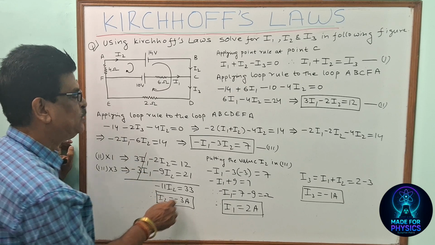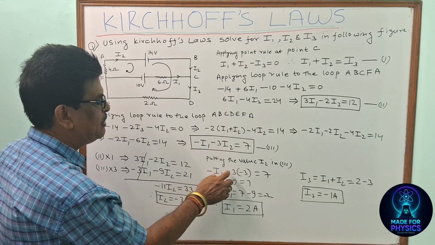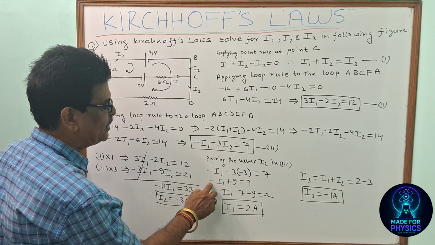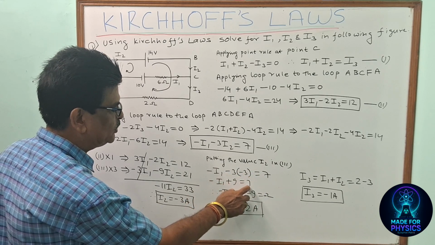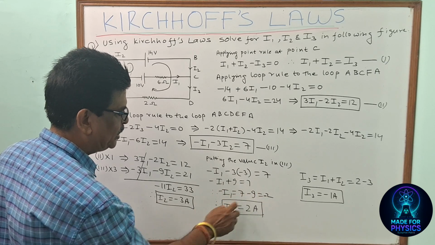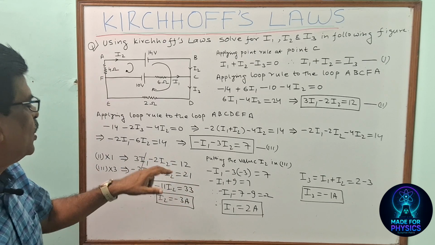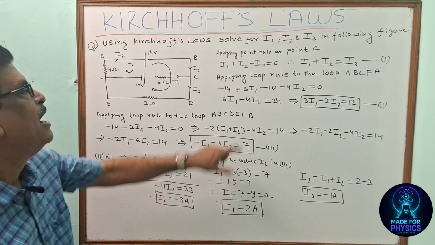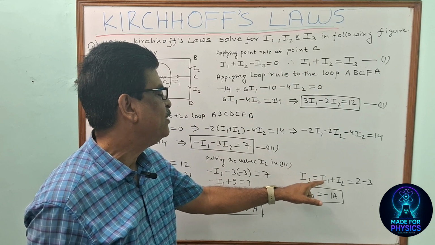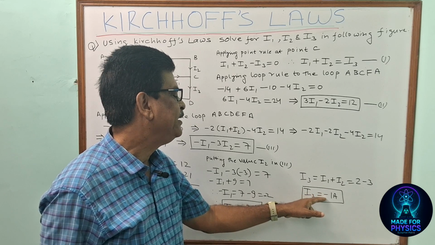Put the value of I2 in equation number 3. So it becomes minus I1 minus 3 into minus 3 is equal to 7, and therefore minus I1 plus 9 is equal to 7. Therefore minus I1 is equal to 7 minus 9, which is minus 2, and therefore I1 is equal to 2 ampere. You get I1 is 2 ampere. I have got the value of I2 and I1. I'll put it here in equation number 1, and therefore I3 becomes I1 plus I2, that is 2 minus 3, and therefore I3 is equal to minus 1 ampere.